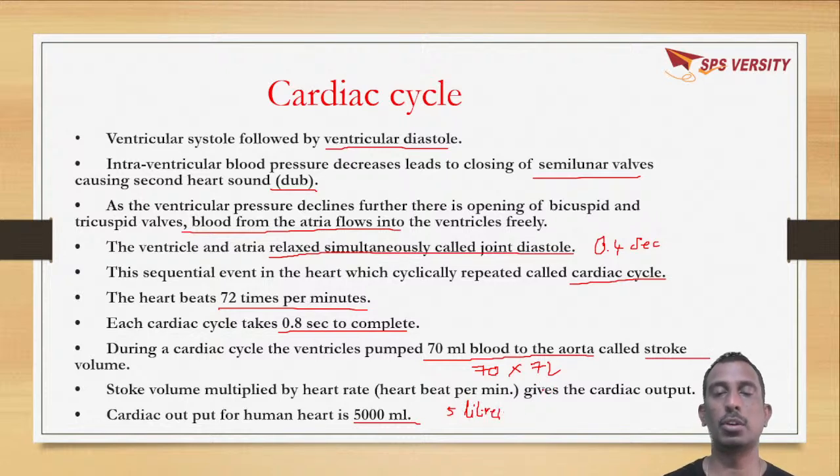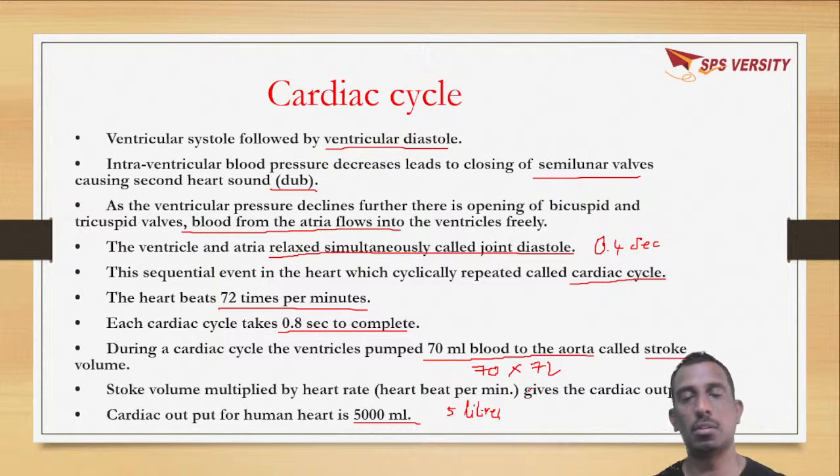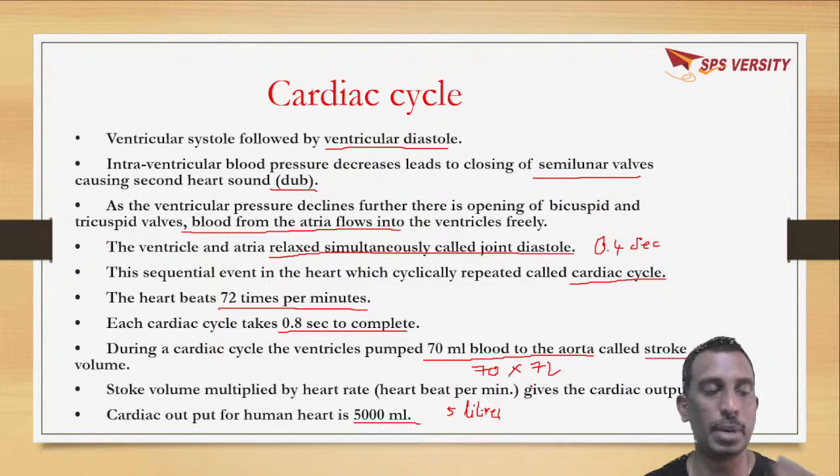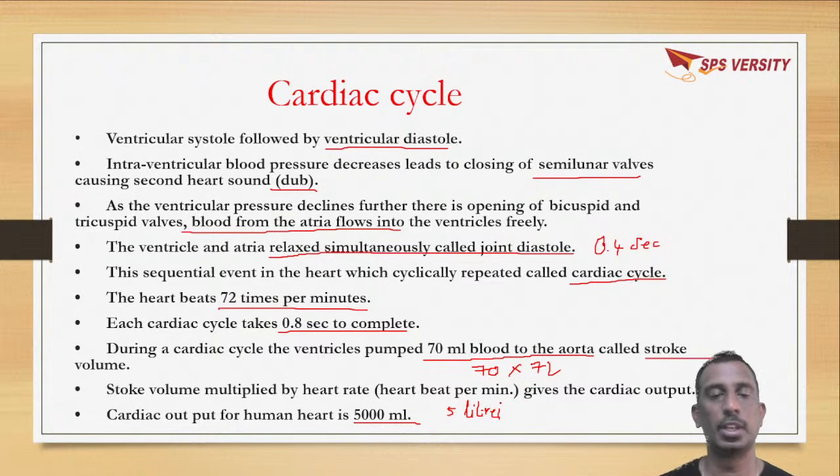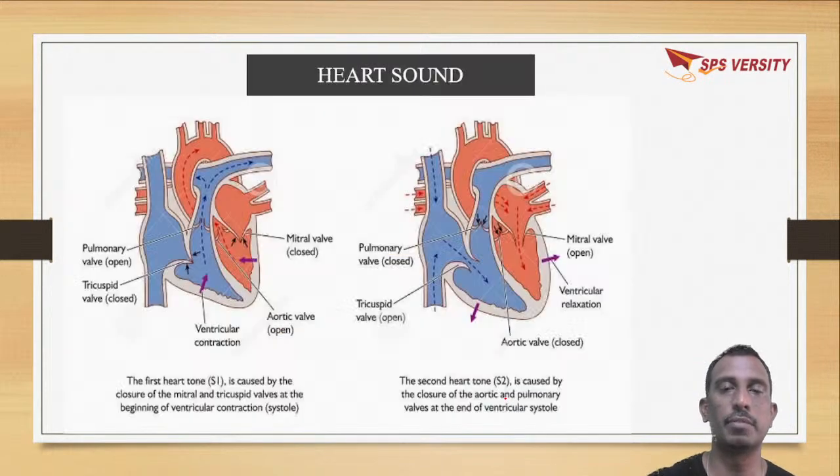So here we come across two terms: stroke volume and cardiac output. Stroke volume is the 70 ml of blood pumped out for each cardiac cycle. When the stroke volume is multiplied with the heartbeat rate per minute, that is 70 into 72 beats per minute, it roughly comes out to 5000 ml, that is 5 liters of blood.